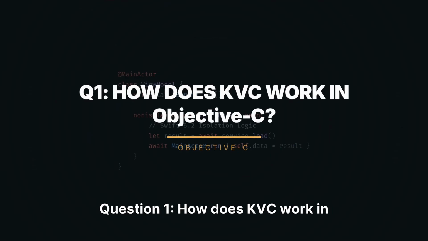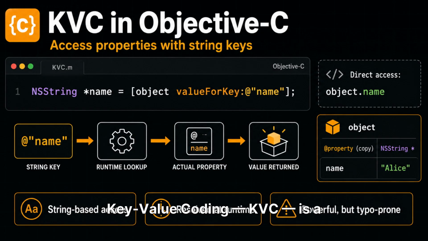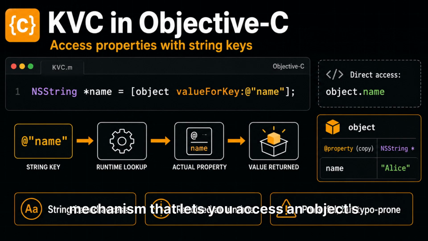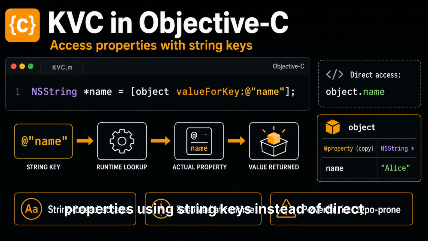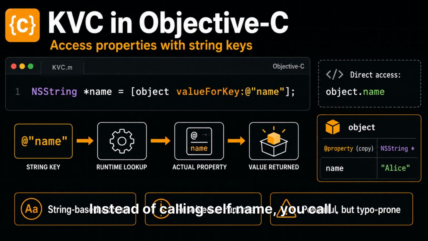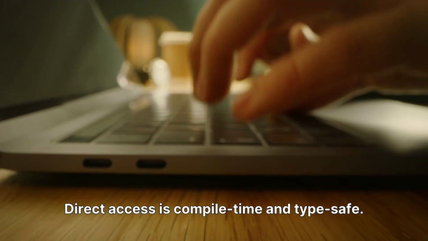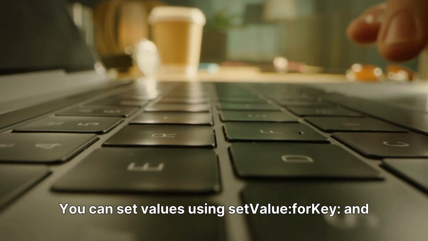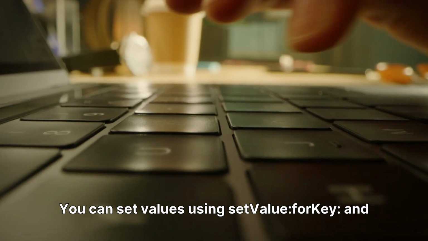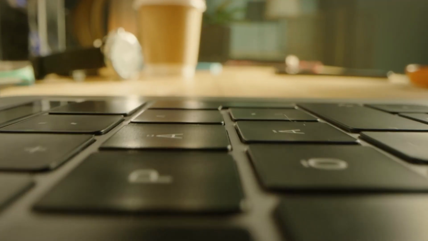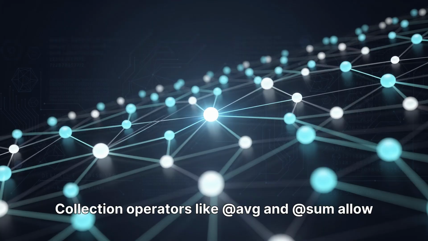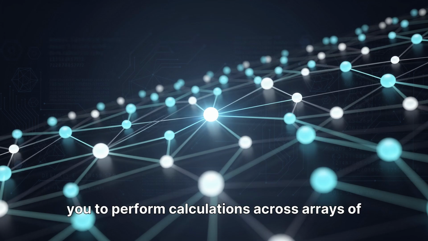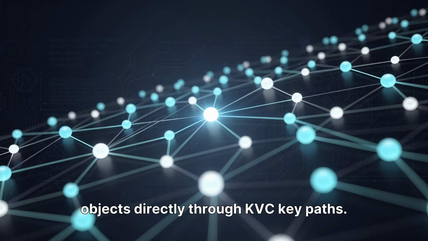Question 1. How does KVC work in Objective-C? Key value coding, KVC, is a mechanism that lets you access an object's properties using string keys instead of direct method calls. Instead of calling self.name, you call valueForKey with the string name. The runtime resolves the string to the actual property and returns its value. Direct access is compile time and type safe. KVC is runtime and string-based. You can set values using setValueForKey and traverse object graphs using key paths. Collection operators like @avg and @sum allow you to perform calculations across arrays of objects directly through KVC key paths.